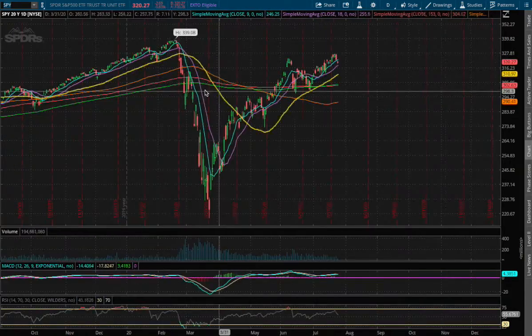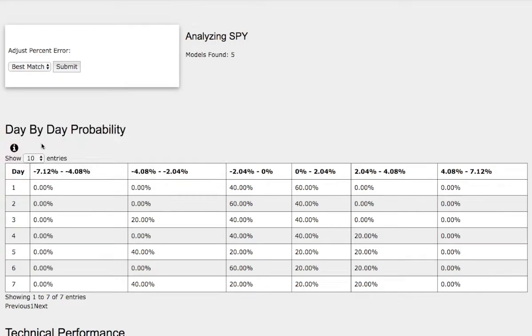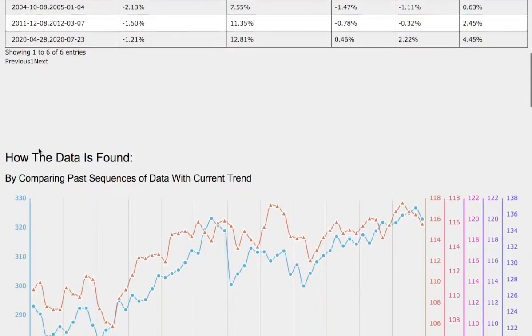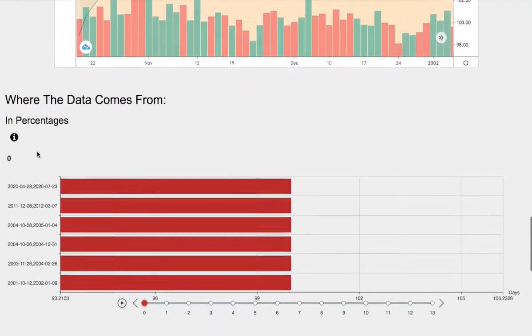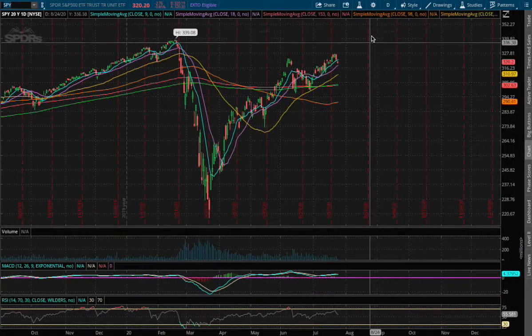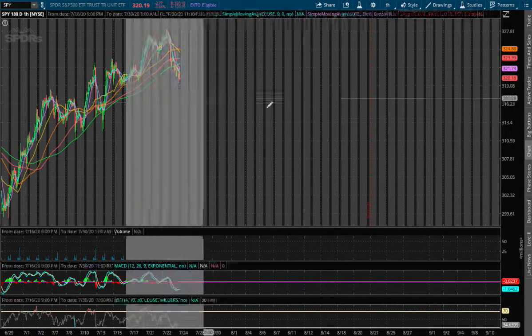Hello viewers, we'll be going over the S&P 500, ticker symbol SPY. In this video, we'll be going over the day-by-day probability model, the technical performance of each model, how we find the models, comparing the current trend with the trend in the past, and we'll go over the day-by-day forecast for the S&P 500.